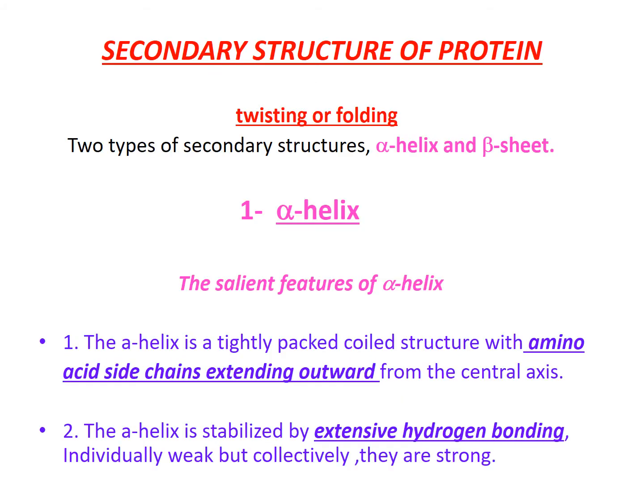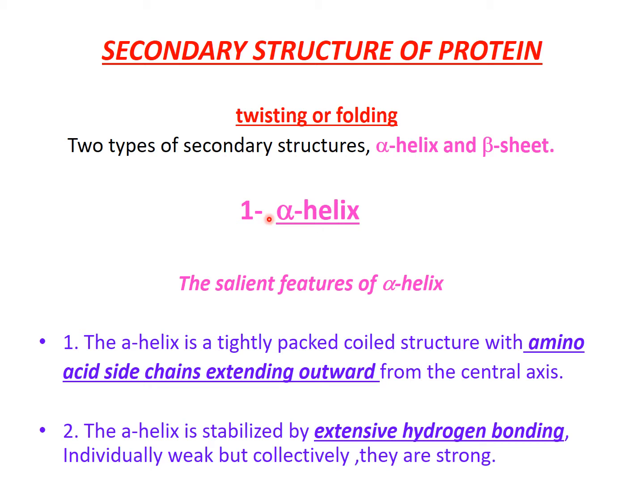Secondary structure of a protein is simply the twisting or folding of the primary structure. As I told you, if you simply twist a straight wire, it will become like the secondary structure of protein, like a telephone wire. Two types of secondary structure, alpha helix and beta sheet, are important.